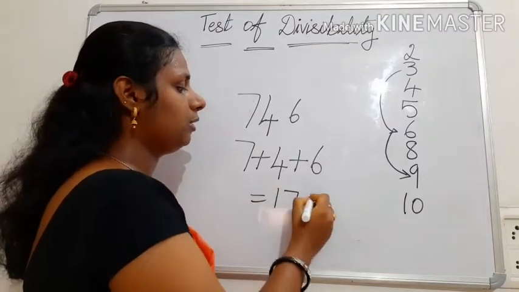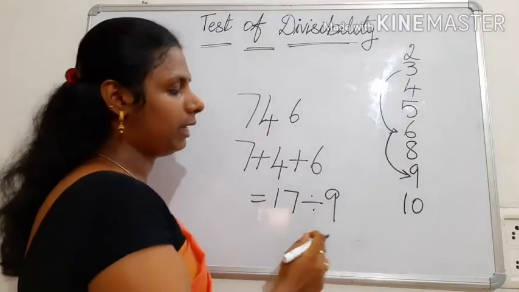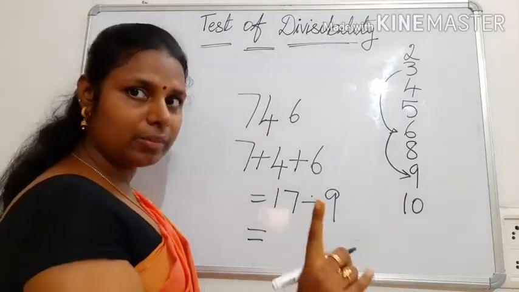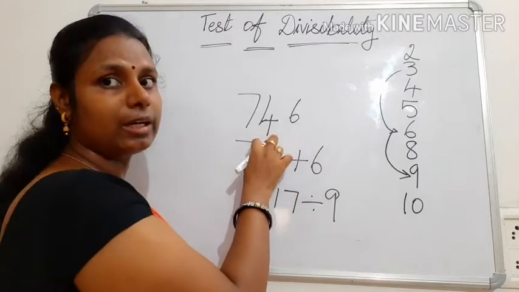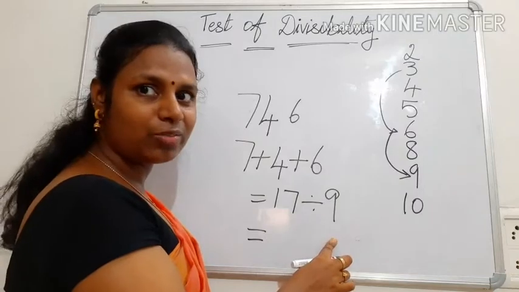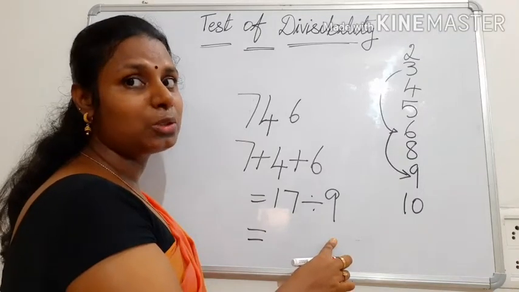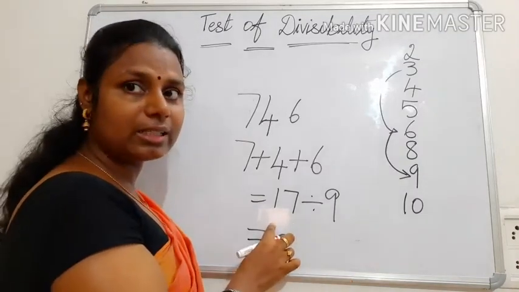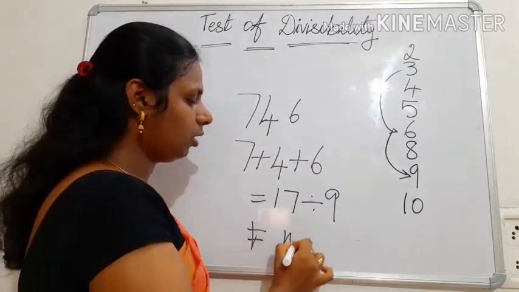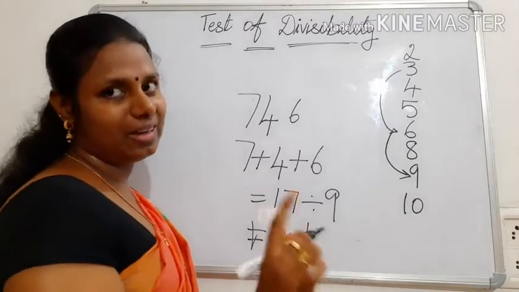17. We have to see whether this 17 is divisible by 9. If so, then it is divisible by 9, meaning this number 746 is divisible by 9. 17 doesn't come in the table of 9. 9 ones are 9, 9 twos are 18. So 17 doesn't come. So this number is not divisible by 9.